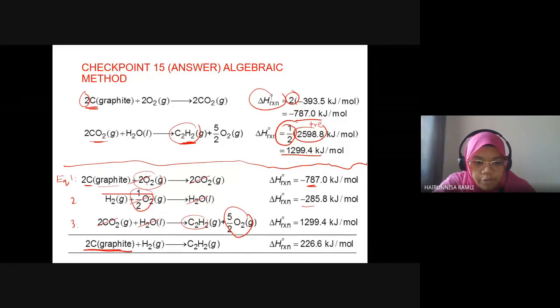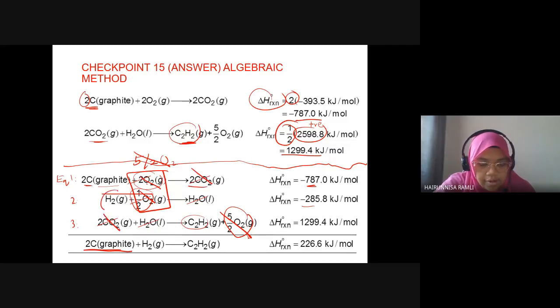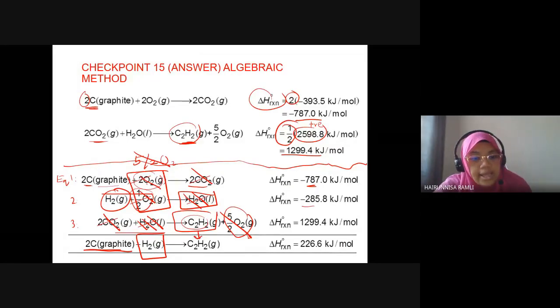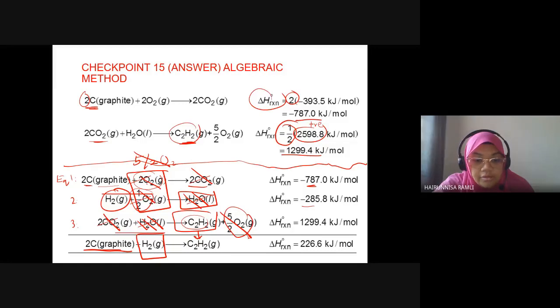2 oxygen plus half O2, total dia kat sini je dah jadi 5 over 2. Kan? 5 over 2 oxygen dengan 5 over 2 here, you boleh cancel. Okay. CO2, cancel dengan yang ini. We have hydrogen. Hydrogen tak ada apa. That's why dia turun bawah. Okay. And then water. Water can cancel with this one. Left and right eh. So C2H2 tak ada yang boleh cancel. You salin je balik. Okay, so at the end, you akan dapat yang tinggal tu semua adalah bersamaan dengan the target equation. Okay, so this is your target equation lah.